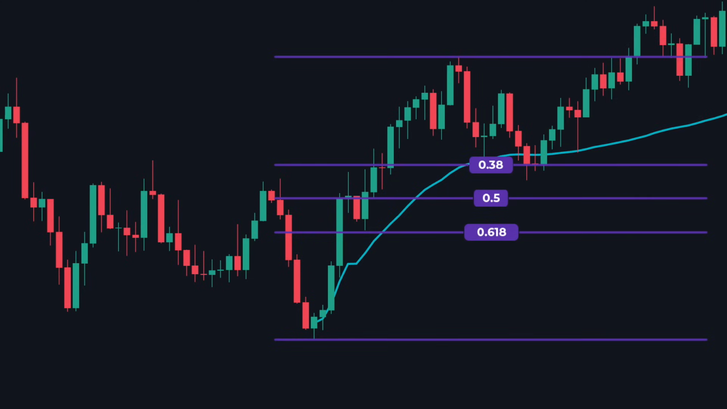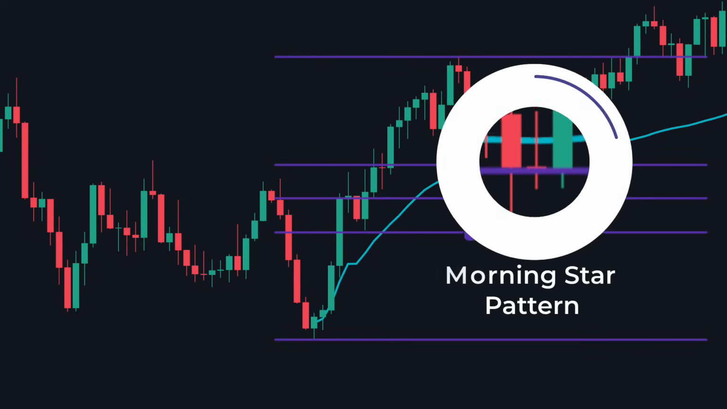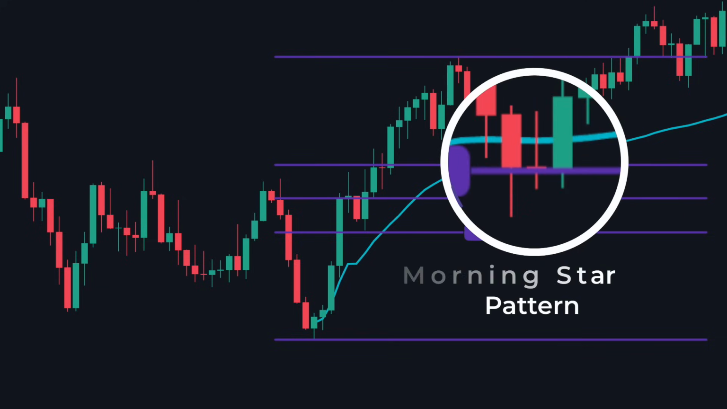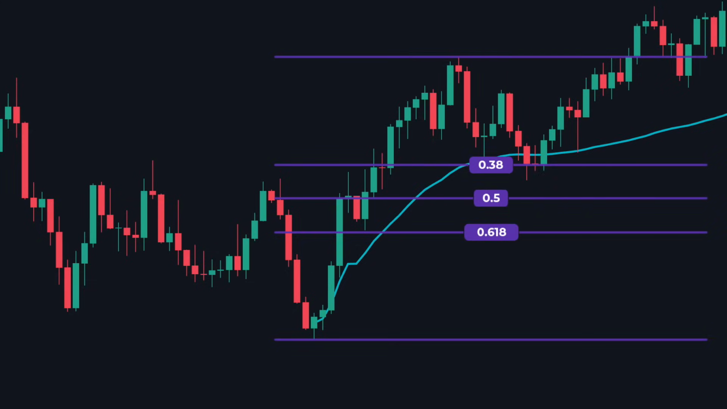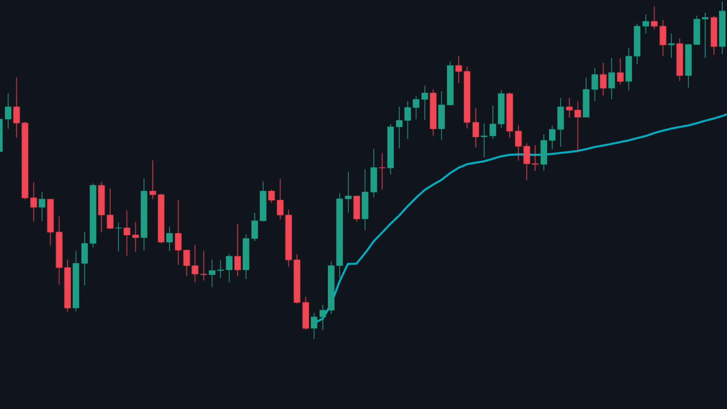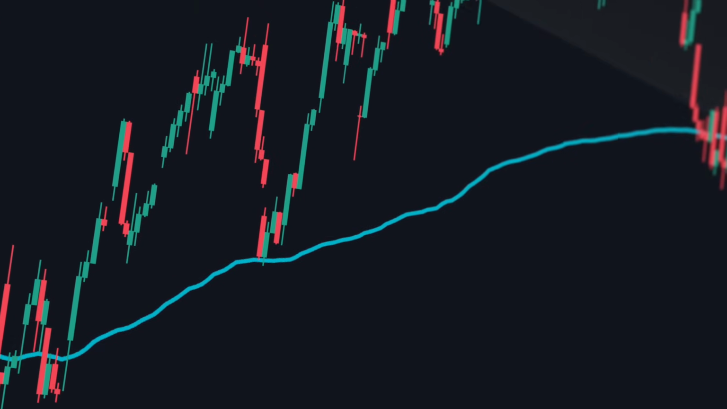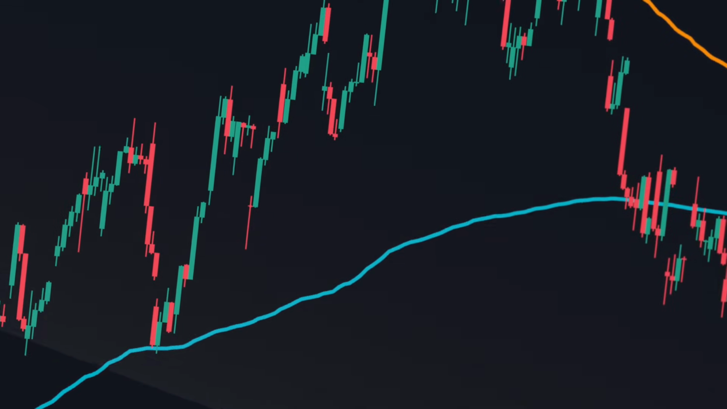So we expect the price to find strong support at this level. As you can see, the price found support at the exact price level. We also have a morning star pattern, which also indicates a bullish reversal. Hence, it was a high probability trade. As you can see, this trade would have resulted in profits. Now, let's discuss the last strategy before we wrap up this video.